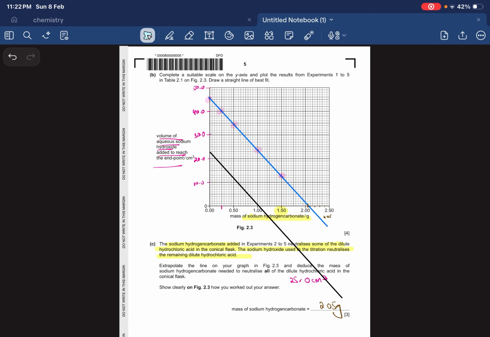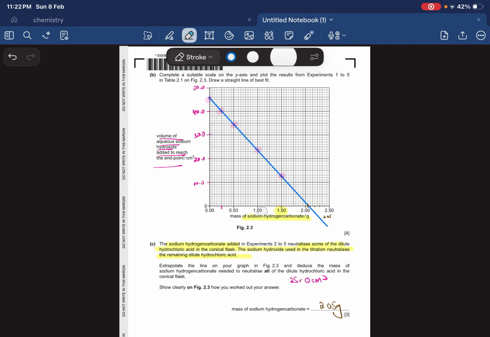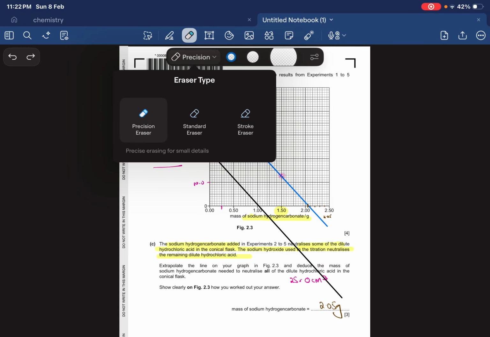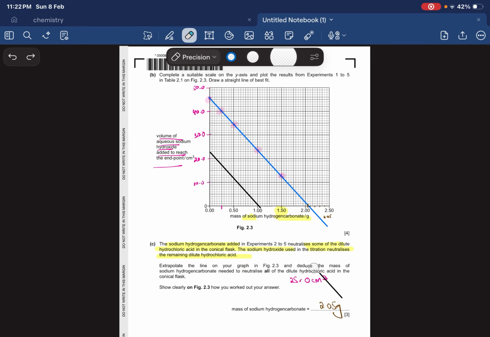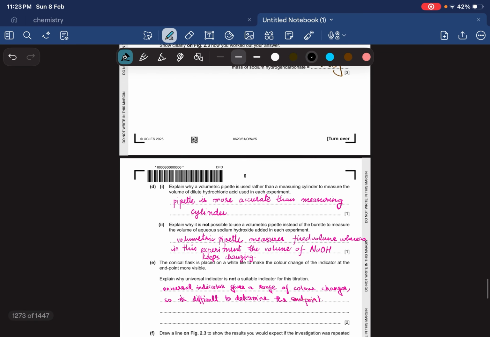Why is it going to have half the gradient? Because you have to realize that the concentration has been doubled. The volume is going to halve because there are more moles, right? So you would require a smaller volume. I need to use a precision eraser and erase this. Okay, done. So this is my new line. And then the examiner said label this line F. Here you go, examiner.